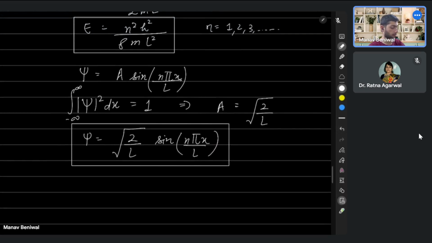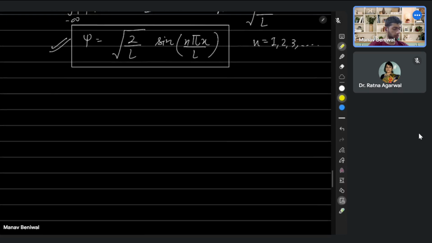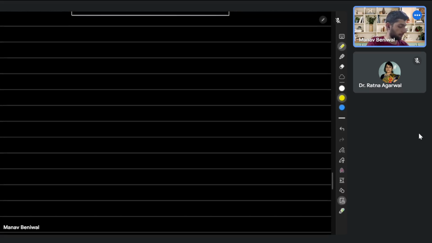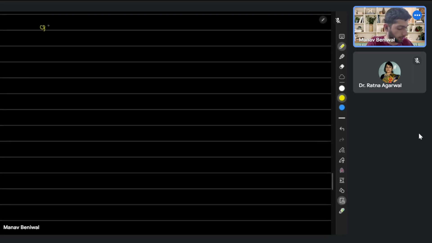Again n is 1, 2, 3 and so on. Okay, so we have successfully calculated energy and wave function for a one-dimensional potential well. Any doubts? No, so let's solve the next one.